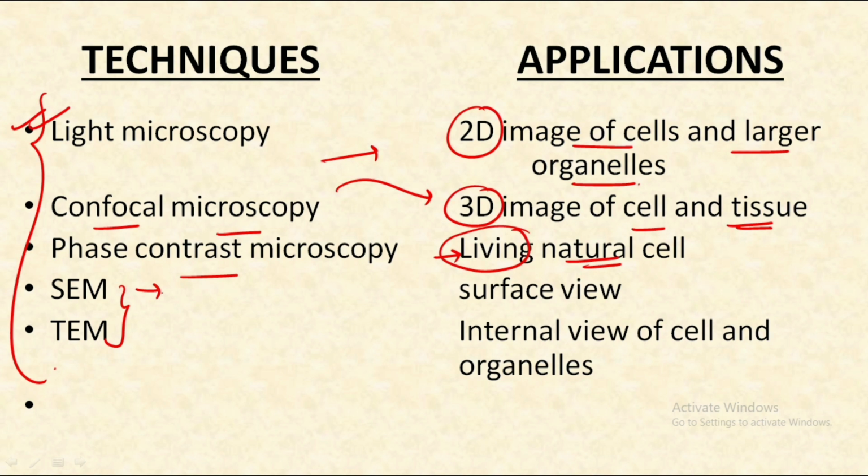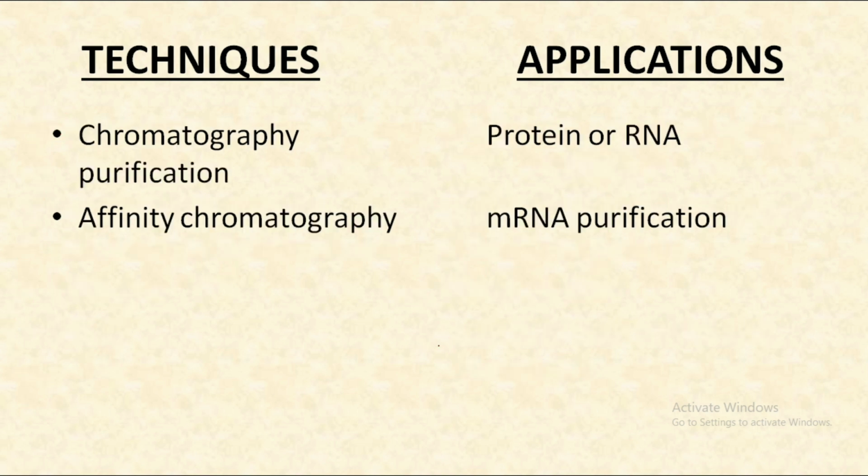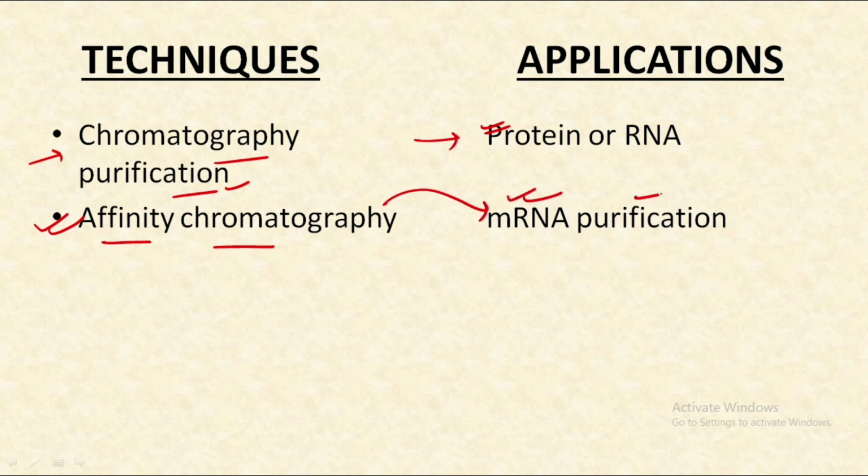So SEM refers to the scanning electron microscopy, which is mainly used for the analysis of the surface view of the cells. And then we have TEM, that is transmission electron microscopy, which is used to analyze the internal view of the cells and the organelles that we are focusing upon. So talking about the chromatography, it is used for the protein and the RNA purification, and one subtype of it is affinity chromatography, which is mainly used for the mRNA purifications.